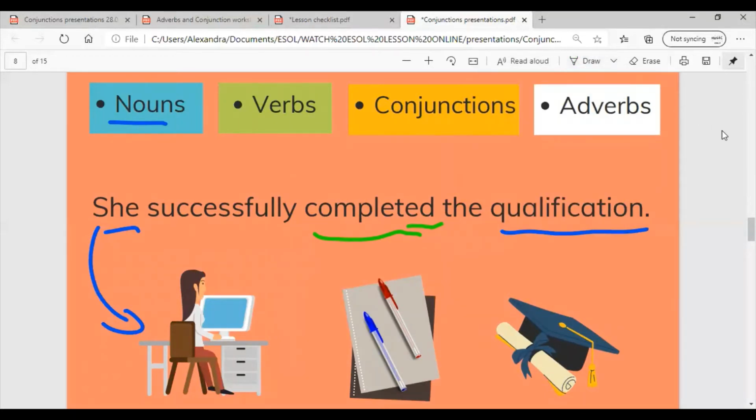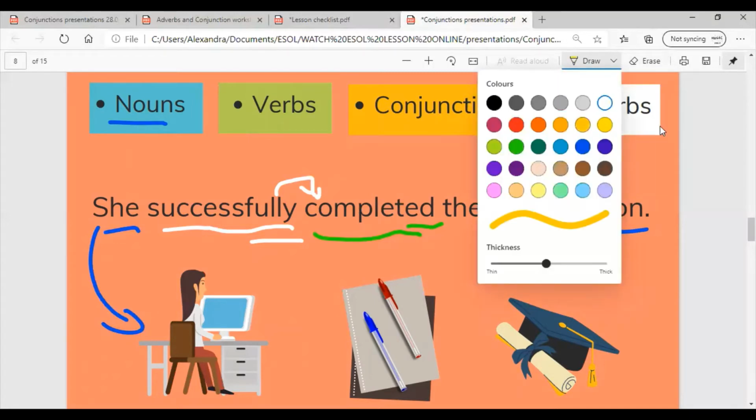Now, if you remember from last week, adverbs describe the verb. So the same way that an adjective describes the noun, an adverb describes the verb. So we find our verb in the sentence, which is completed. And then we look at what word describes completed. And that would be successfully. She successfully, and the ly on the end tells us it's an adverb. So we know that successfully tells us more about the verb completed. And that leaves us with the conjunctions to find.